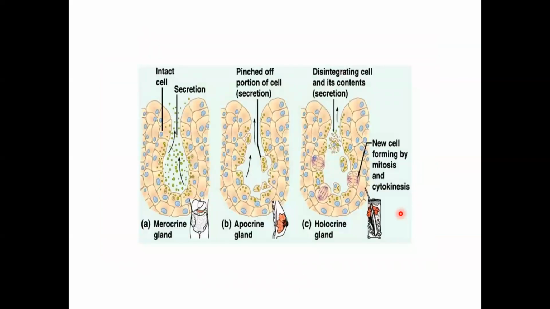Here we see merocrine glands secreting their product through exocytosis. Hypothetically, an apocrine gland where just a part of the cell breaks off, and a holocrine gland where the whole cell just explodes.